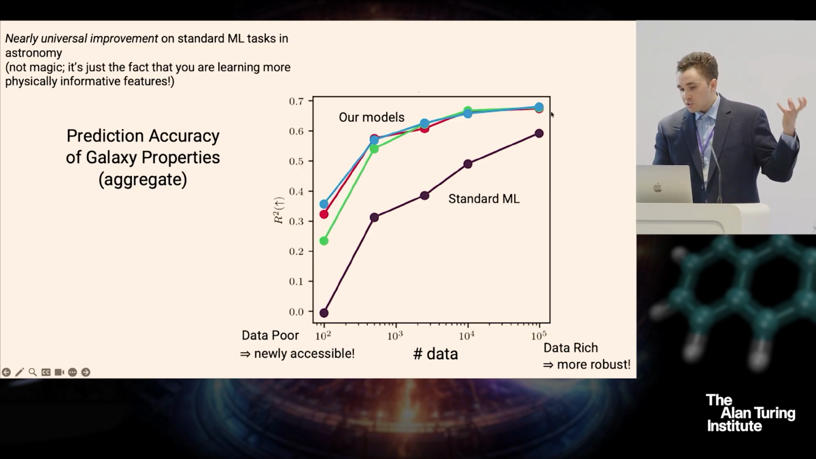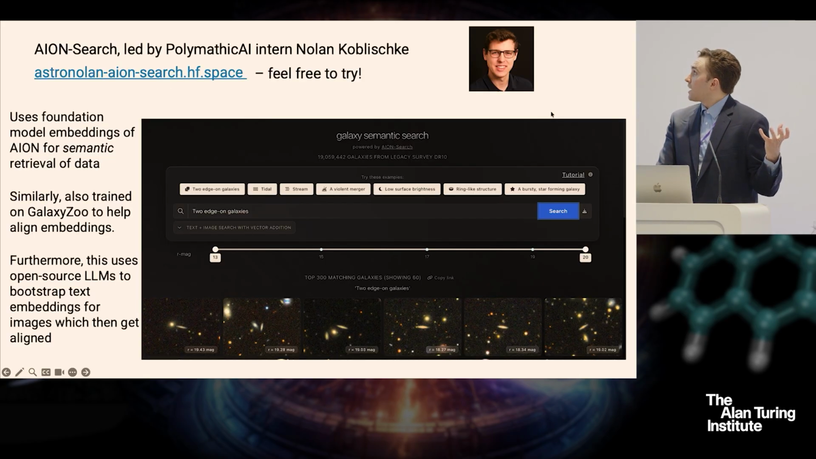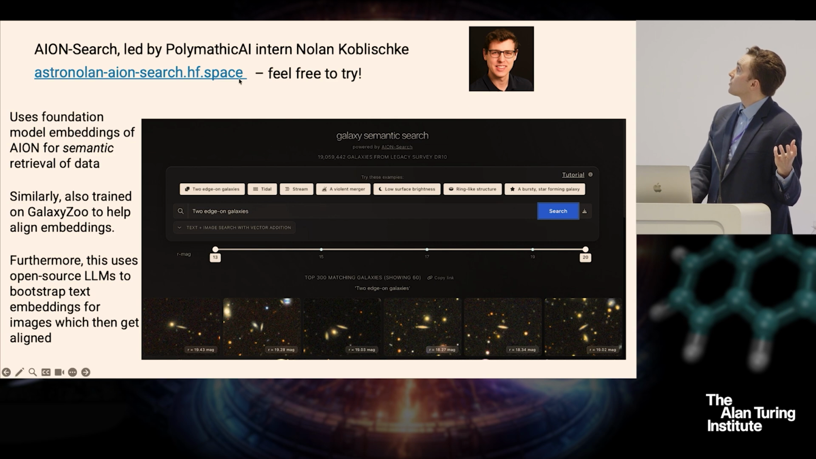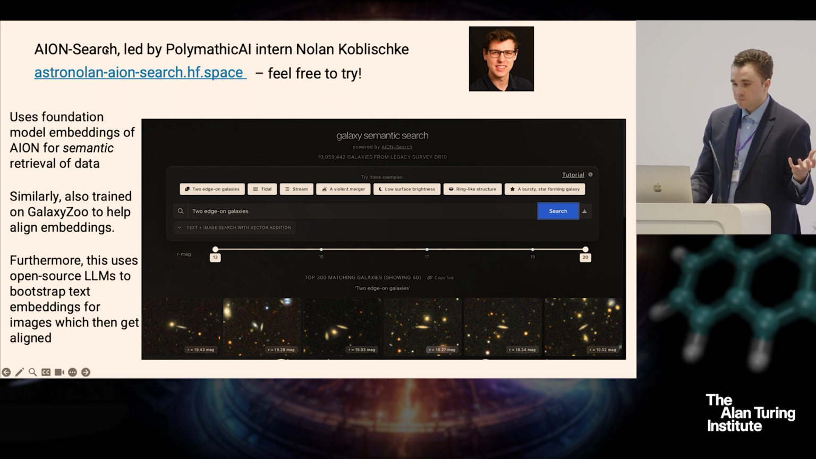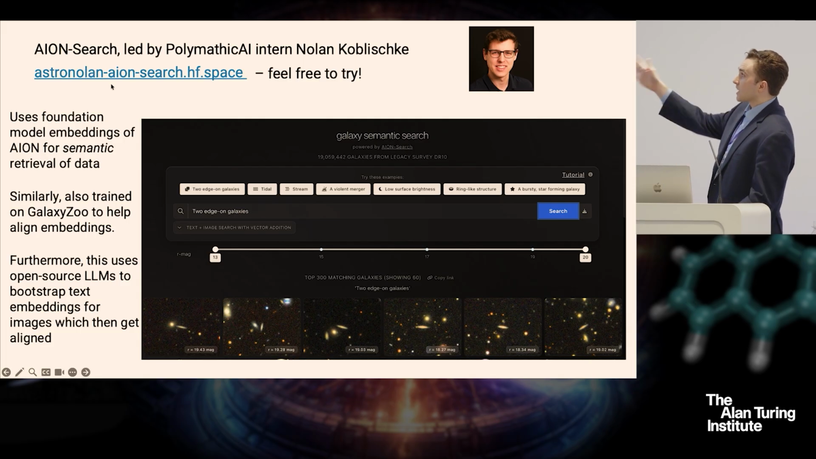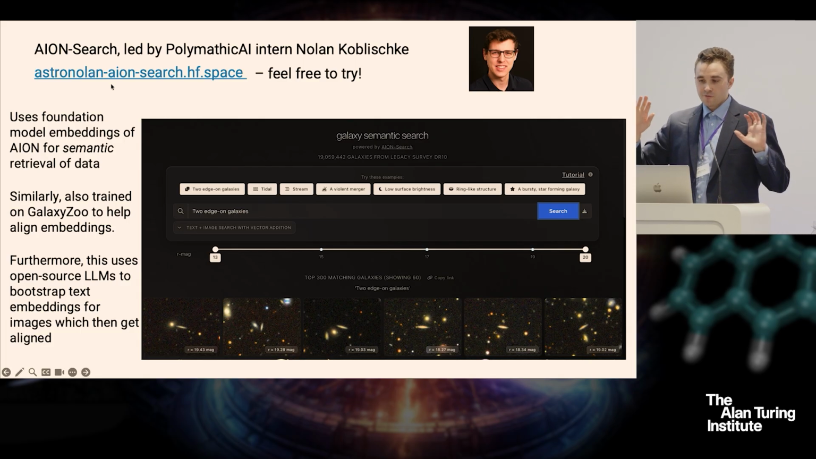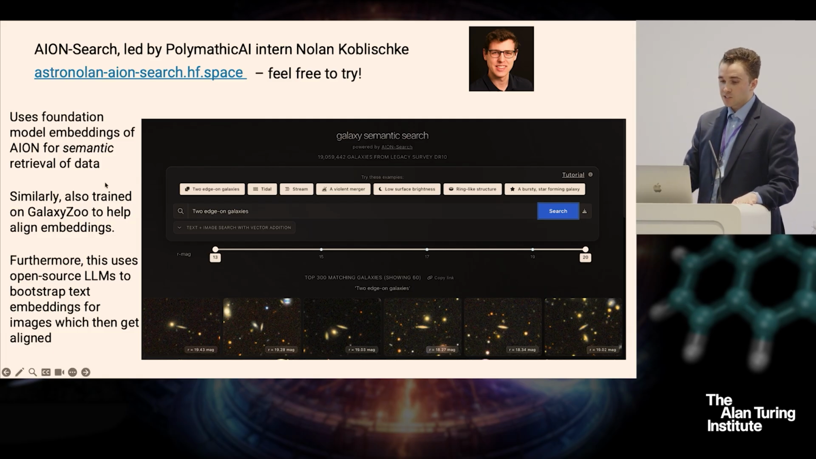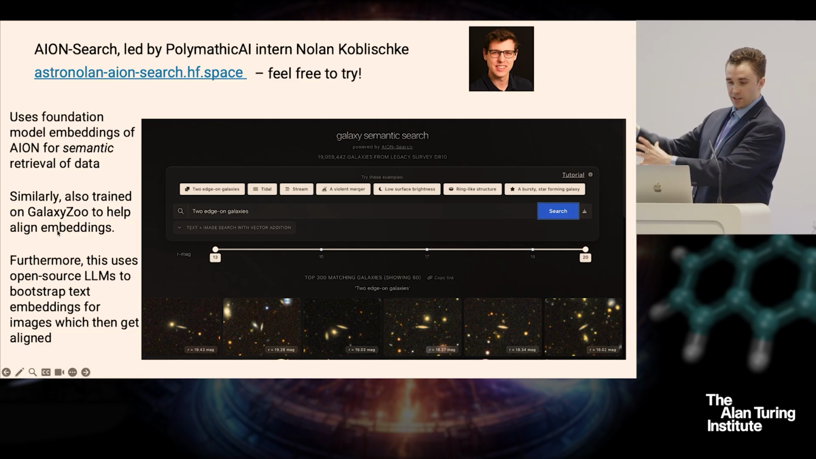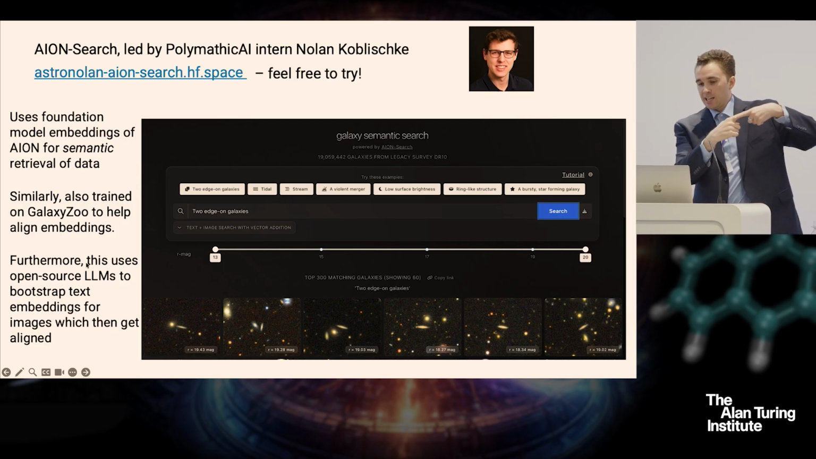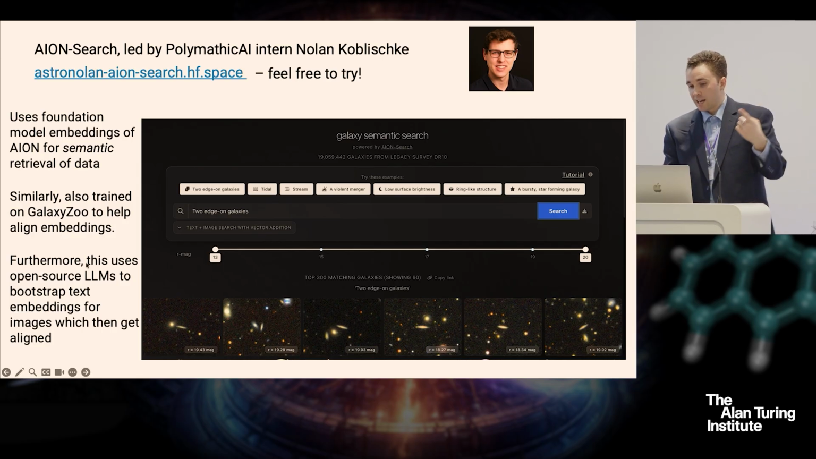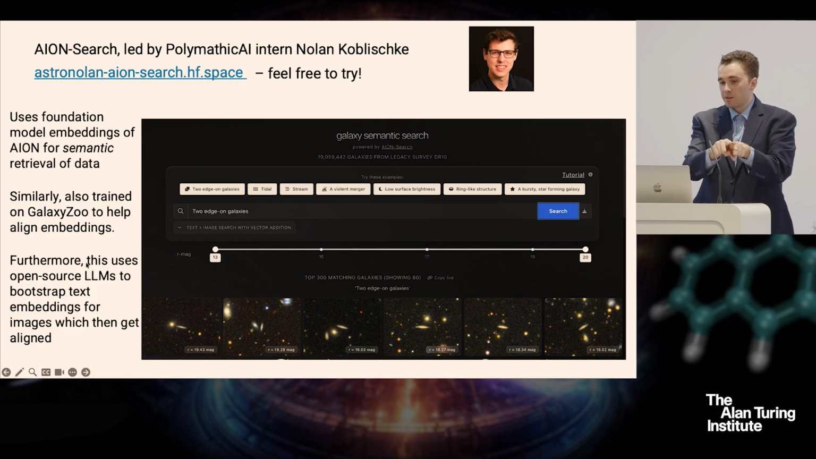Once you have these embeddings, you can do a lot of cool stuff. So this is one of our interns, Nolan. He built this thing called Ion Search, which is essentially a text-based search engine for galaxies. It's similar to Anna's model. This is trained on Galaxy Zoo, which is kind of like aligning embeddings. So you align text embeddings with image embeddings.